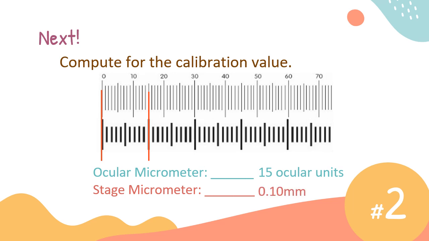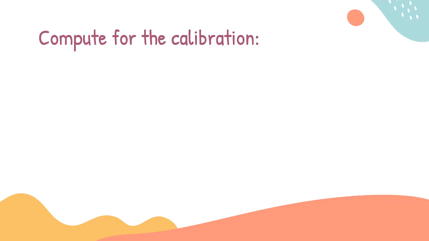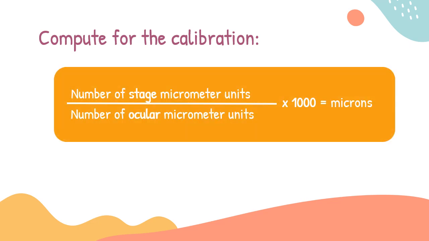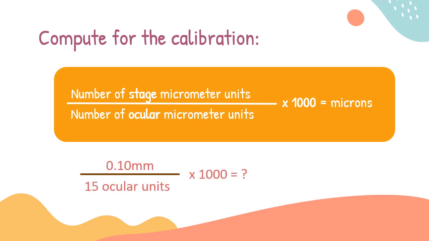Okay, please remember these two values. We'll use them for the calibration calculation later. Now let's compute for the calibration. By now, you must have memorized the formula that stage over ocular times 1000 is equal to microns. Okay, remember that the stage unit was 0.10 millimeters divided by 15 ocular units times 1000. The answer would be 6.67 microns. So this is the calibration of the ocular micrometer, which means that every small line of the ocular micrometer is worth 6.67 microns.